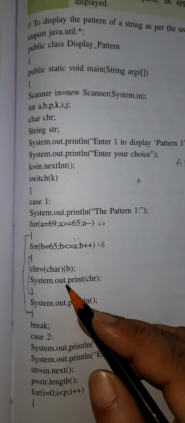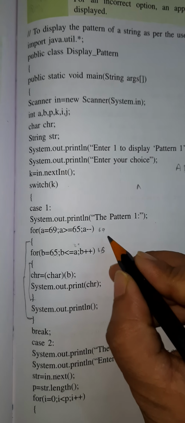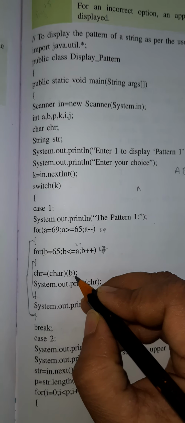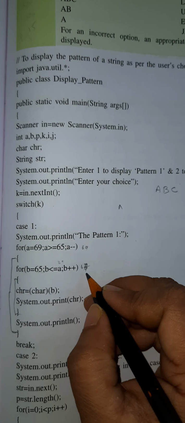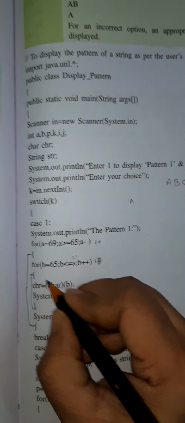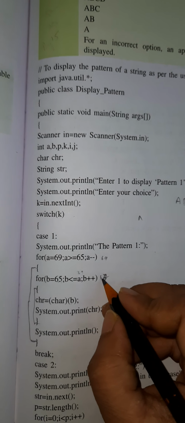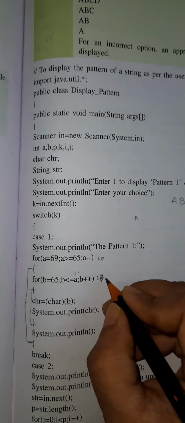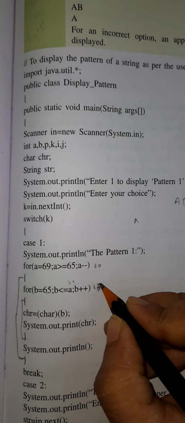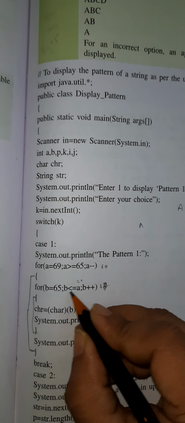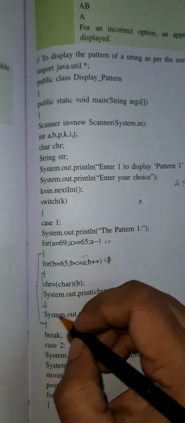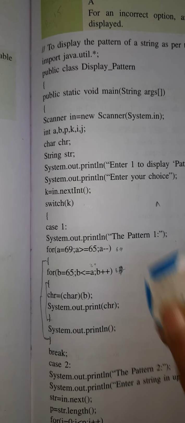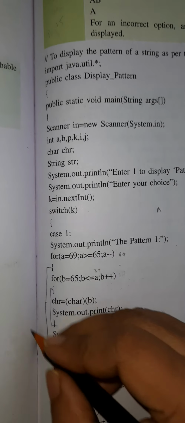Again it will come here. Now it is 67, and 67 is capital C. It will type C. Again 68 is capital D, so it will type D. Then 69. 69 is equal to 69, and 69 is capital E. Then at 70 the condition will be false, so it will come out of this particular loop and come here.